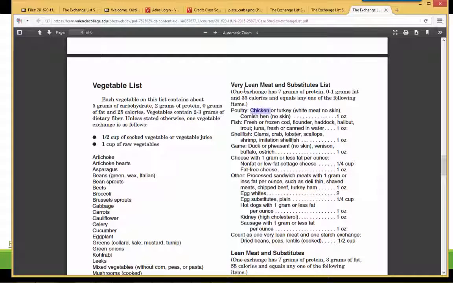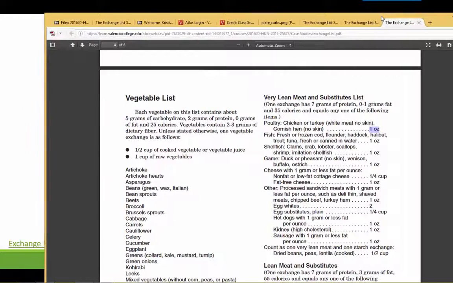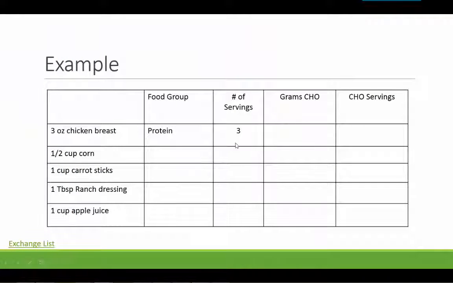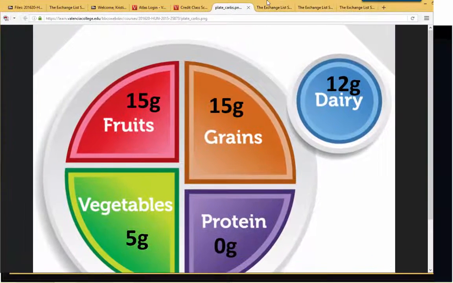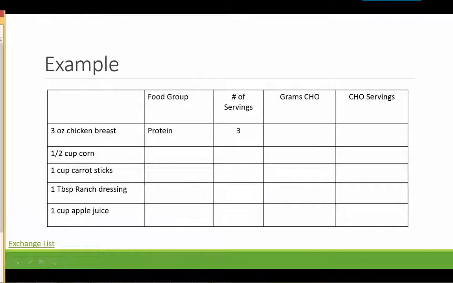So we're looking at chicken. Chicken is a very lean source. The serving size for chicken is 1 ounce. So we said that we were consuming 3 ounces of chicken breast. So that means that we consumed 3 servings of protein. Now, how many grams of carbohydrate? Well, we know that the protein group has 0 grams of carbohydrate. Therefore, our chicken breast, 3 servings, 3 times 0 is still 0, which is 0 carbohydrate servings.